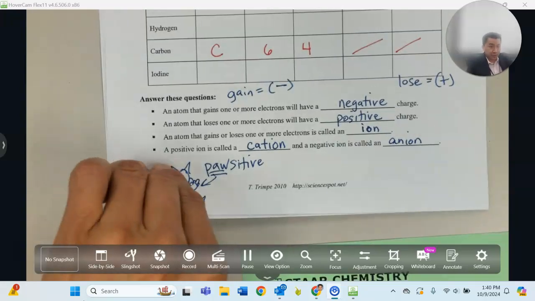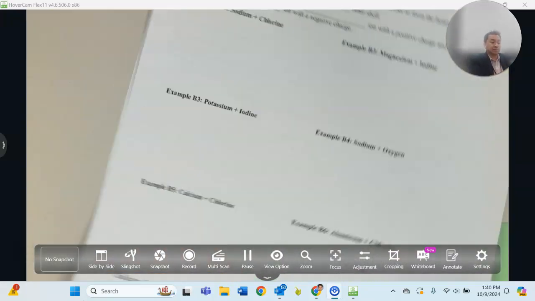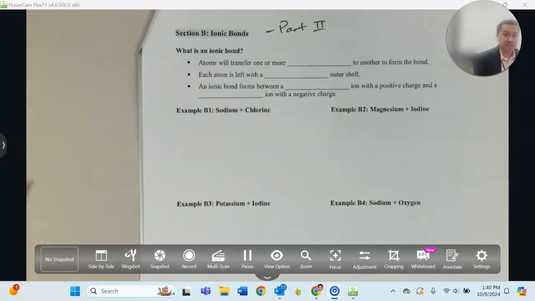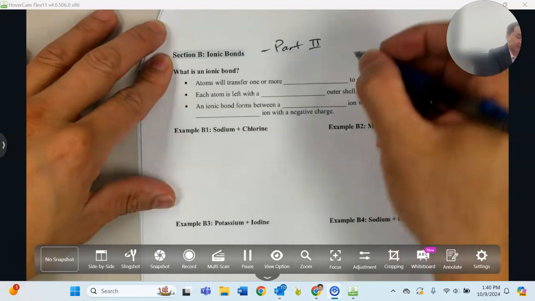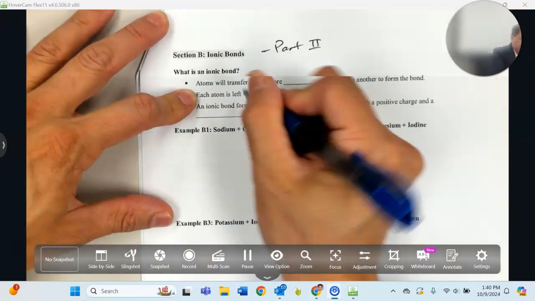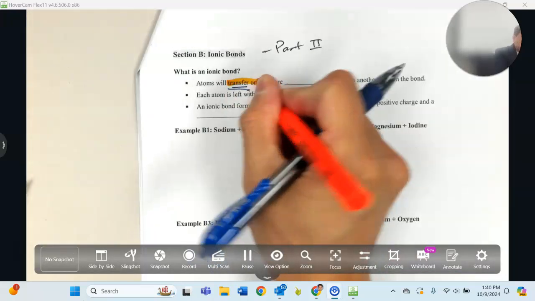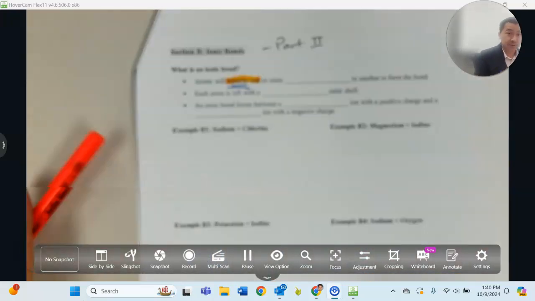Okay, so make sure that table is on top of this, that is done. We go on to this next page here. This next page is ionic bonds. So ionic bond, remember we already reviewed that. Atoms will transfer. The key word here is transfer, very important. That means one will give and one will take, right?